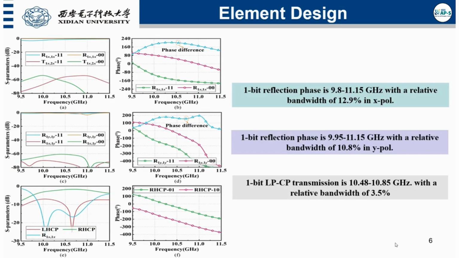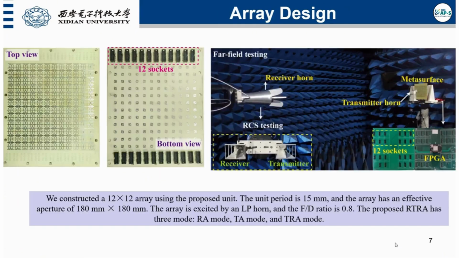The 1-bit reflection phase bandwidth is 10.8% in the Y-pole. The 1-bit reflection phase bandwidth is 12.9% in the X-pole. The 1-bit LP-to-CP transmission covering bandwidth is 3.5%. We've constructed a 12 by 12 array with a unit period of 15 millimeters. This array is excited by an LP horn and operates with an F/D ratio of 0.8.